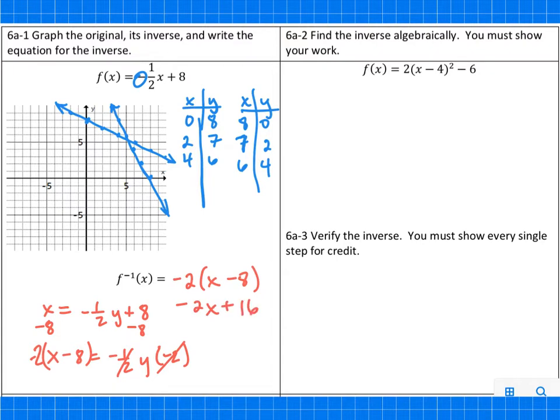As I said, on your actual test, when it's your inverse, you should be able to tell from the graph what your y-intercept is, but this is the way you can find it, which I'm going to do over here. So, thing to remember on this part: graph your original, switch all your x and y's, graph your inverse, and then find the equation for it.